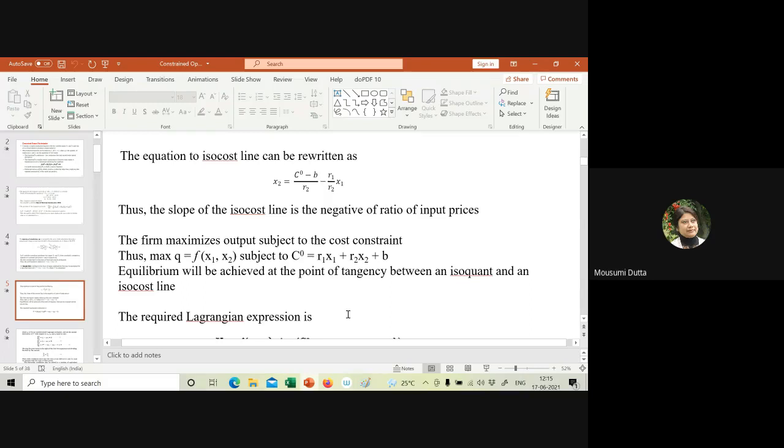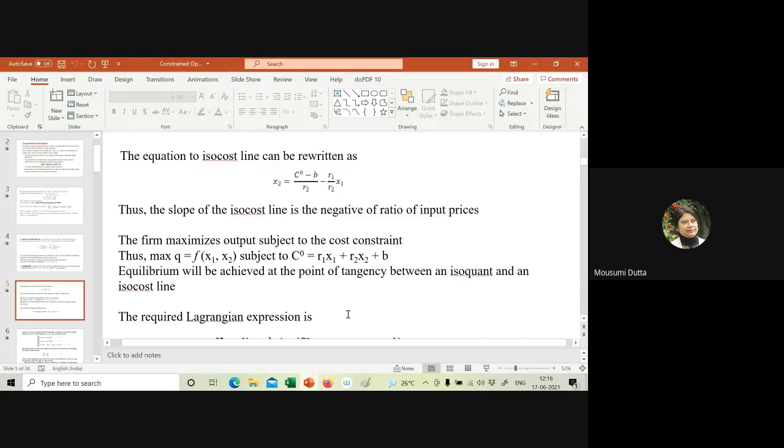The firm maximizes output subject to the cost constraint. Thus, I can write the maximization problem in this format. Max Q is equal to f of x1, x2, subject to the cost constraint C naught is equal to R1, x1 plus R2, x2 plus B. Equilibrium will be achieved at the point of tangency between the isoquant and the isocost line.